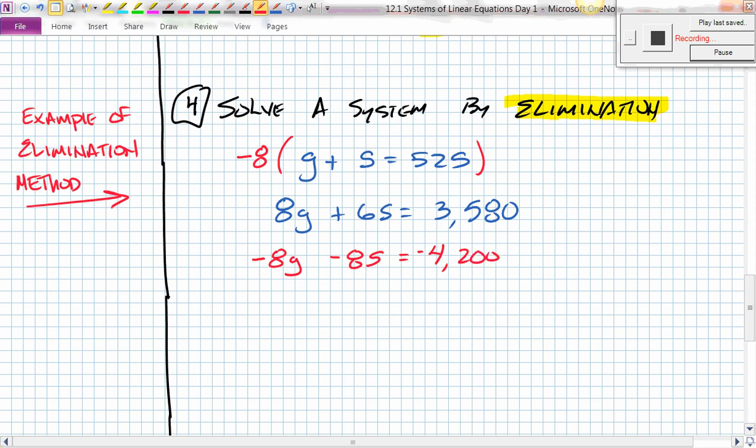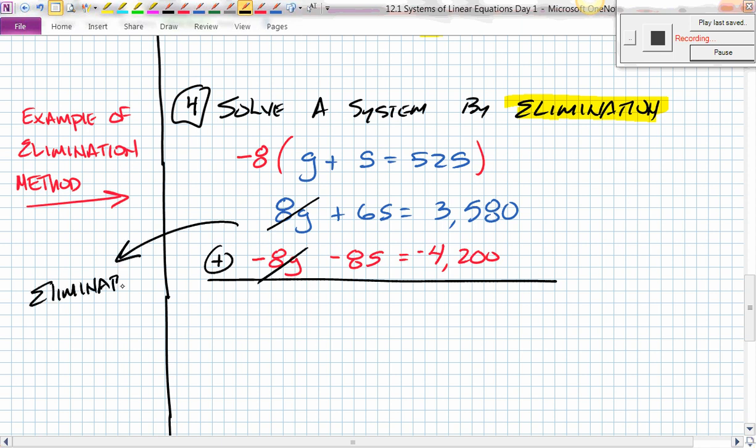Okay, cool. Now, if we add this, like we would normally add an equation, the 8g goes away. It's been eliminated. All right, so we've taken care of the g variable. This is one of the methods, right? So let's keep adding. What's 6s minus 8s? Negative 2s equals, what's 3580 take away 4200?